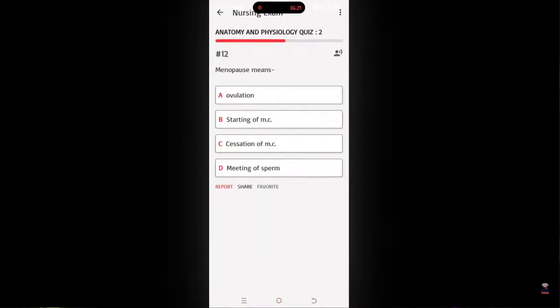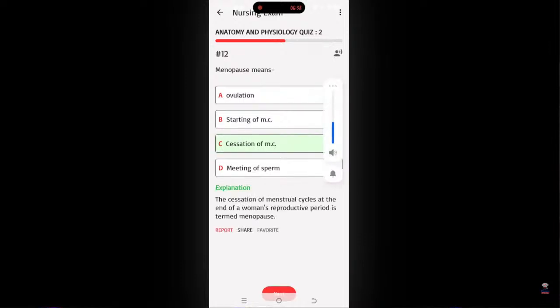Menopause means A. Ovulation. B. Starting of M.C. C. Cessation of M.C. D. Meeting of sperm. Correct answer. The cessation of menstrual cycles at the end of a woman's reproductive period is termed menopause.